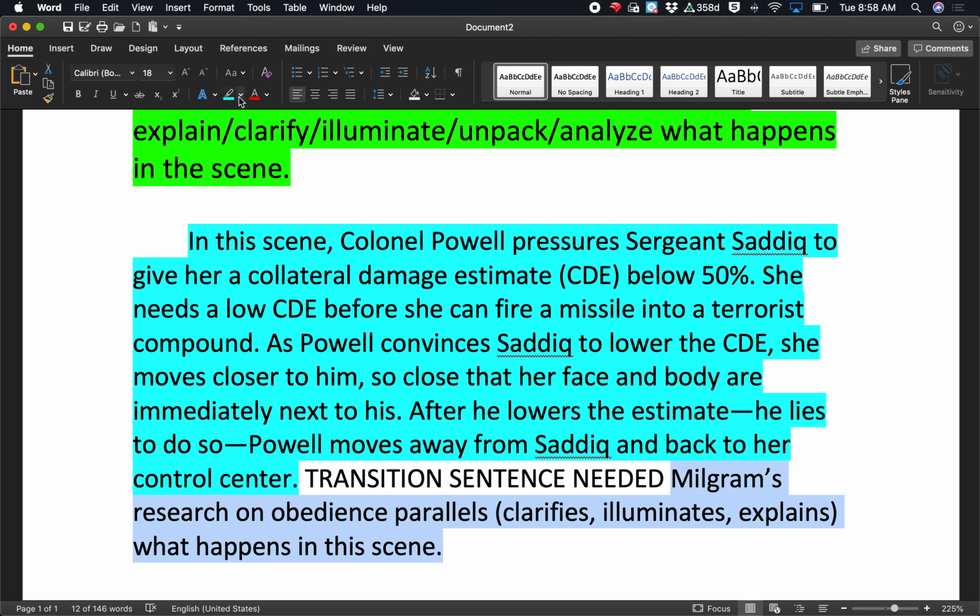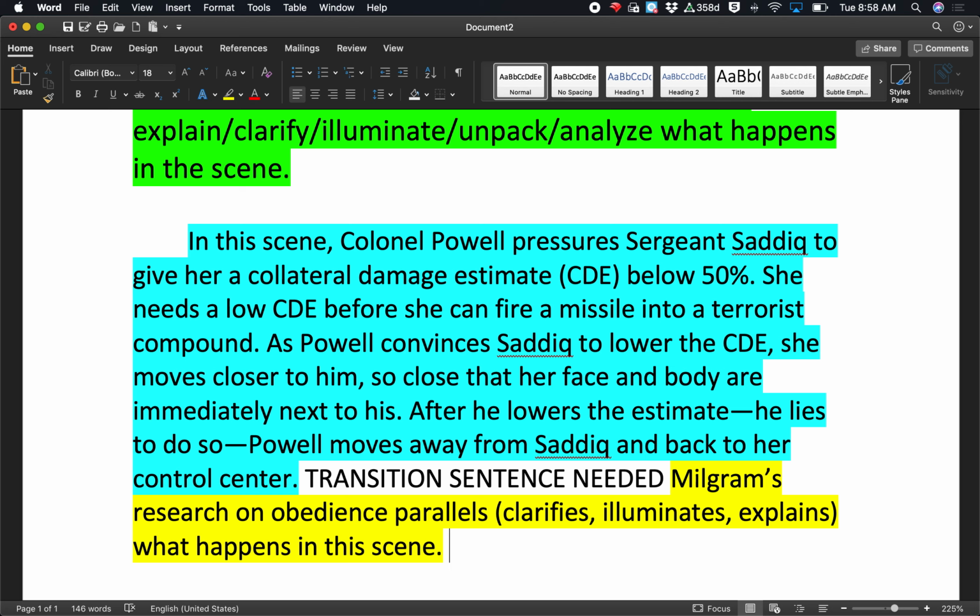Here's our transition sentence. I'm not going to jump straight into the Milgram quotation. Instead, I'm going to say Milgram's research parallels or clarifies or explains. Obviously, don't write all four of these verbs. You know, pick one. What happens in this scene?